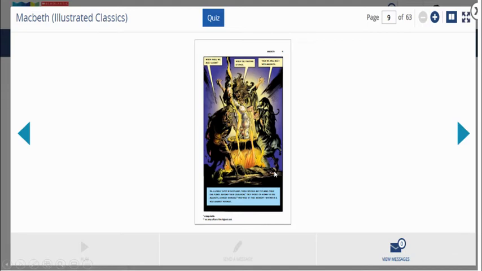Like I said, the text is 63 pages long. And it is an illustrated classic. So most of the time, as you know, illustration means pictures or drawings.